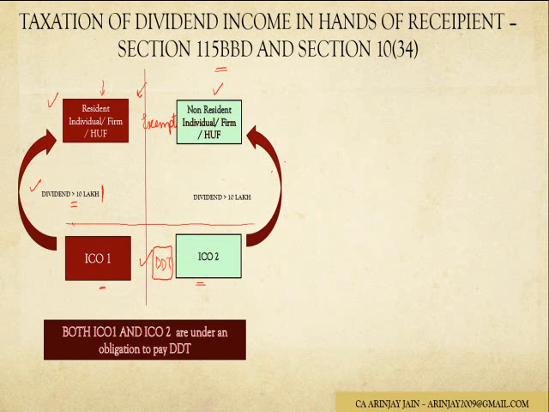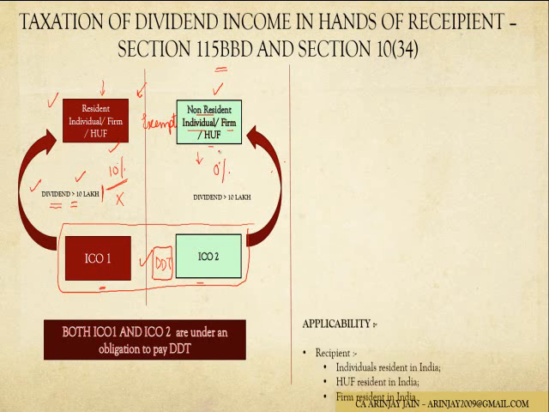This position remains unchanged. But if the Indian company pays dividend to a resident individual or a firm or an HUF which is more than 10 lakh, then the recipient has to pay 10% tax. Which means that if the dividend is not greater than 10 lakh, then there is no tax which is payable. Similarly, if the dividend is received by a non-resident individual, firm or an HUF, in those cases also the tax rate is 0%. Let's look at this.